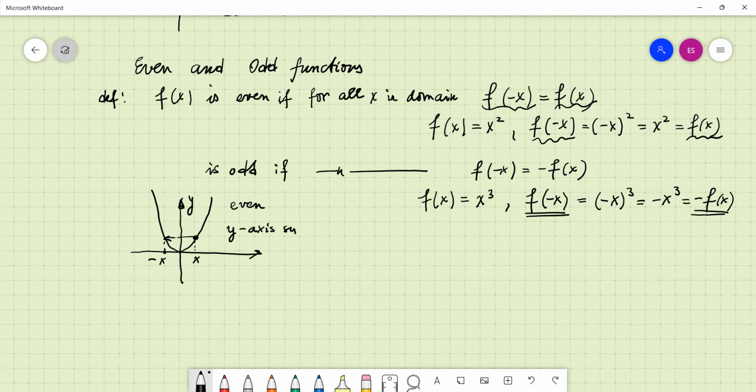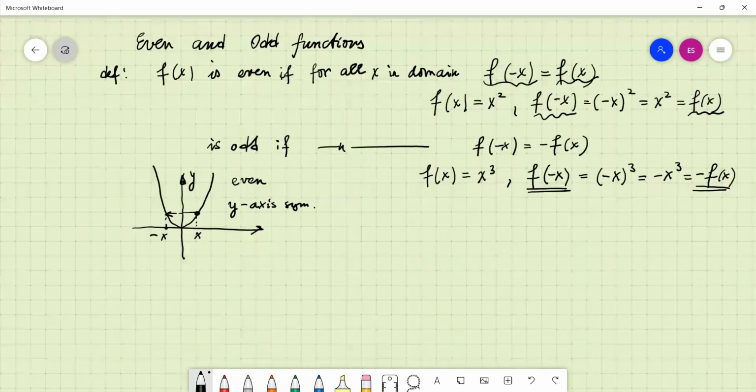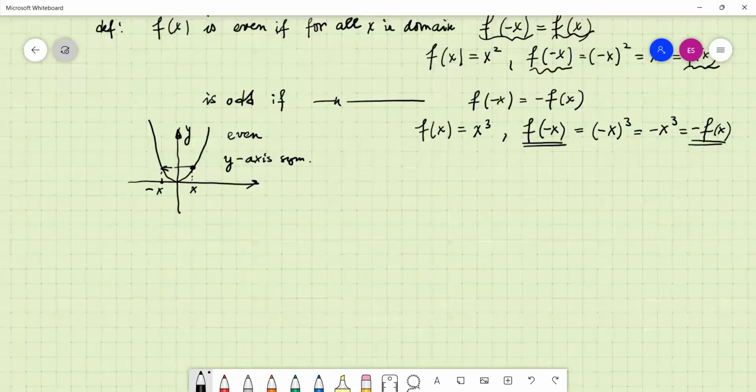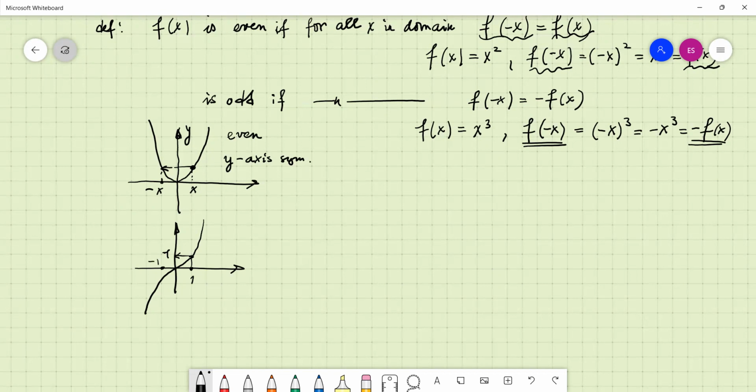Y-axis symmetry. For an odd function, I'm going to use a cubic parabola, which looks like this. I'm going to consider this point 1. X equals 1 gives me y equals 1, 2, right? X equals negative 1 is supposed to give me minus the value of y, right? So negative 1 is supposed to bring me over here. So cubic parabolas, or odd functions, are symmetrical about the origin.